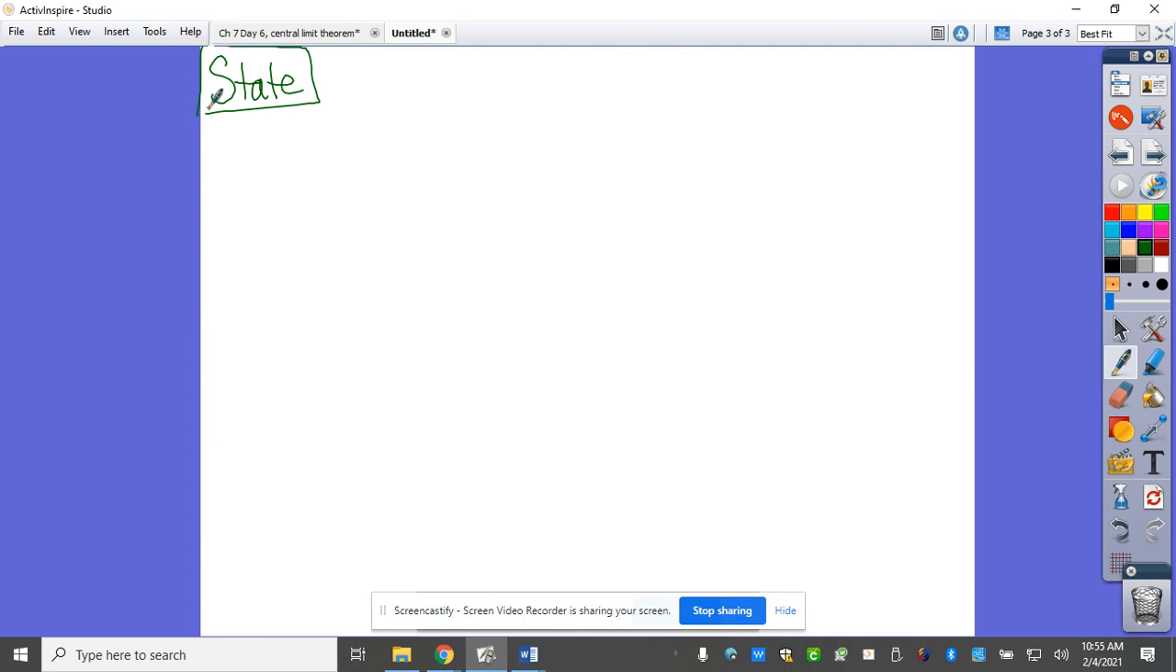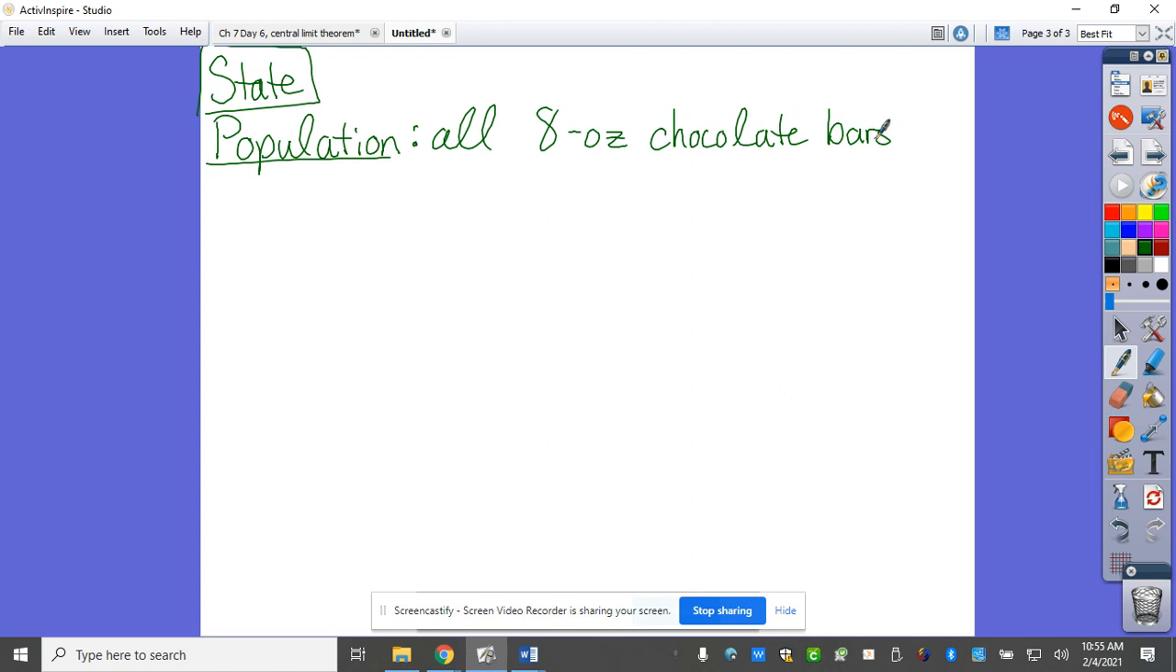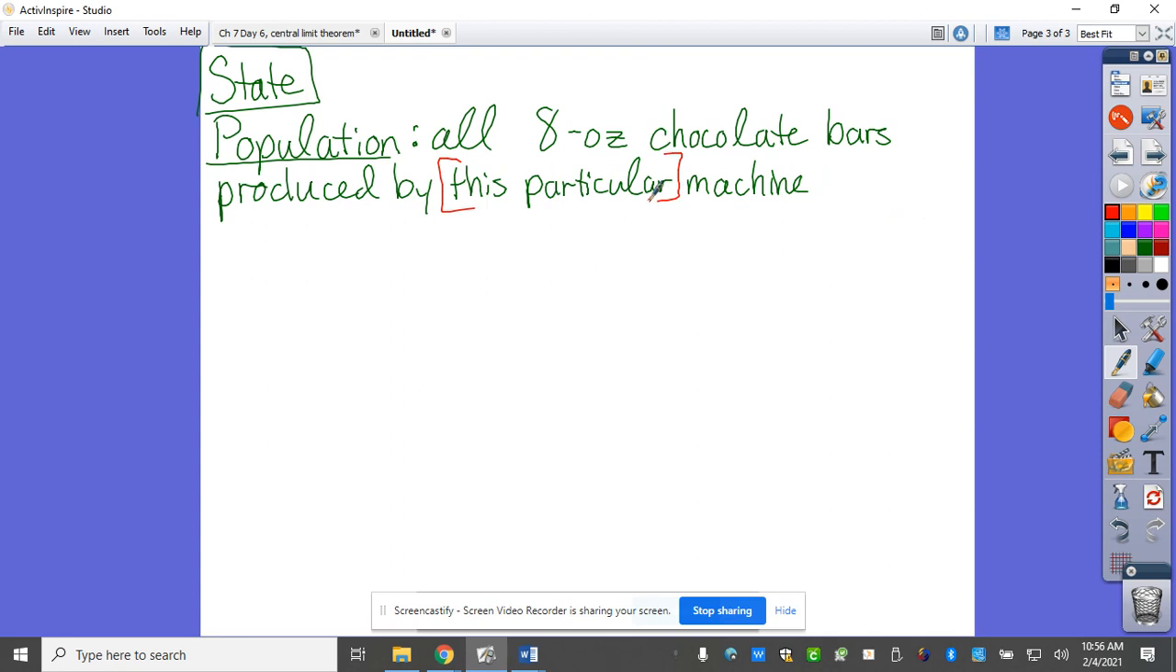Company managers do not want the weight of the chocolate bar to fall below 7.85 ounces for fear that customers will complain. Well, that's going to be the part that we're answering down in C. So state, we need to start by defining our population. And who's our population? And this is going to be super picky. Technically, it's all the 8-ounce ones. And I'm going to go word for word what it says. 8-ounce chocolate bars produced by this certain machine. Some of you are going to write a certain machine, that's on there.